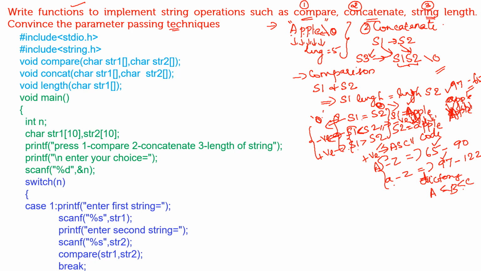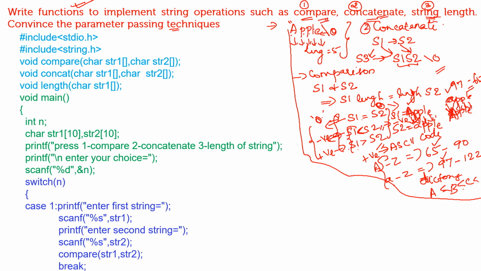Example: a less than b, it goes on like this. I hope that you know this; you would have studied it in the theory. Now let us go for the program. We have two parameter passing techniques and functions. So you are going to use three functions here. One is for comparison, second is for concatenation, third is for string length.